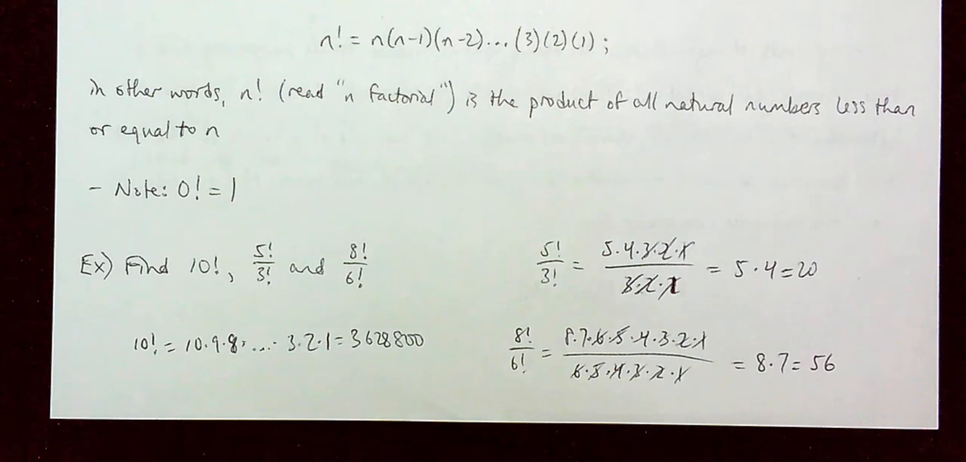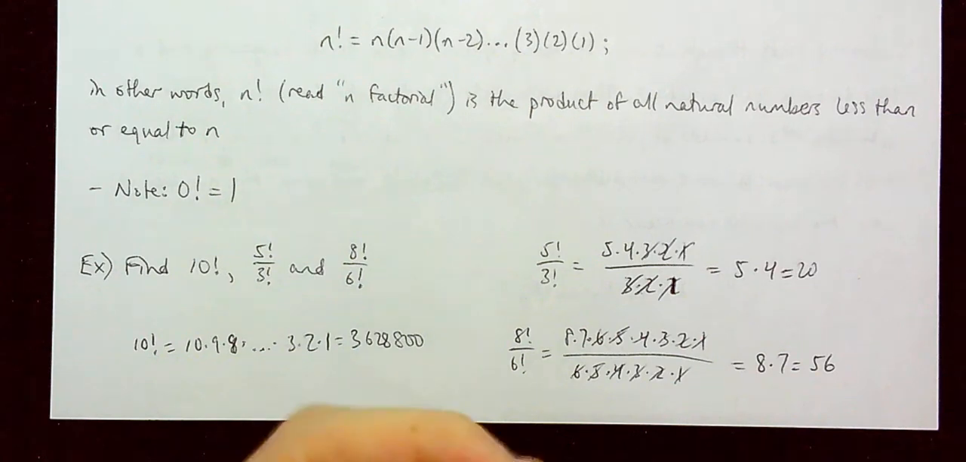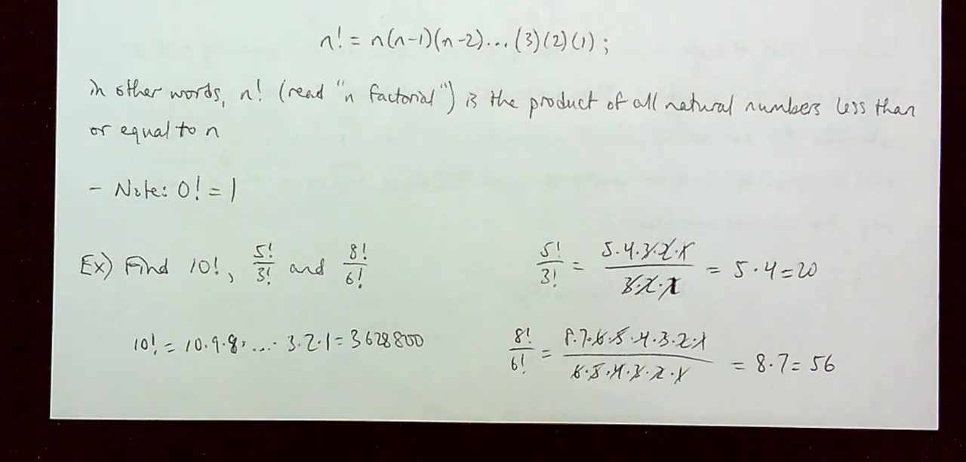All right, let's see if you came up with the answer that you should have. 8 factorial is 8 times 7 times 6 times 5 times 4 times 3 times 2 times 1. 6 factorial is 6 times 5 times 4 times 3 times 2 times 1. We have a whole bunch of factors that can cancel out: 6s, 5s, 4s, 3s, 2s, and 1s. We're only left with 8 times 7, and 8 times 7 is equal to 56. So hopefully you came up with the answer of 56.